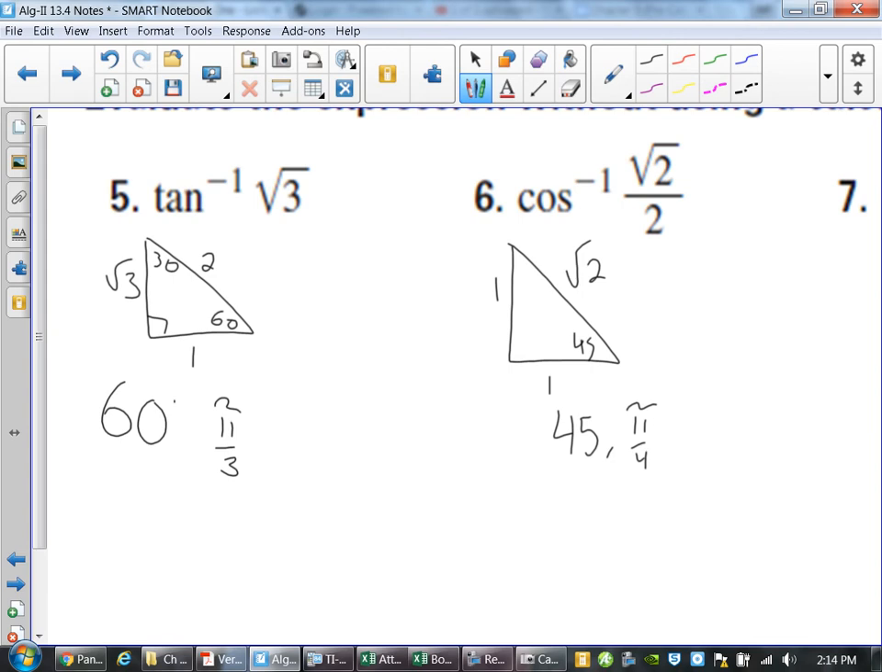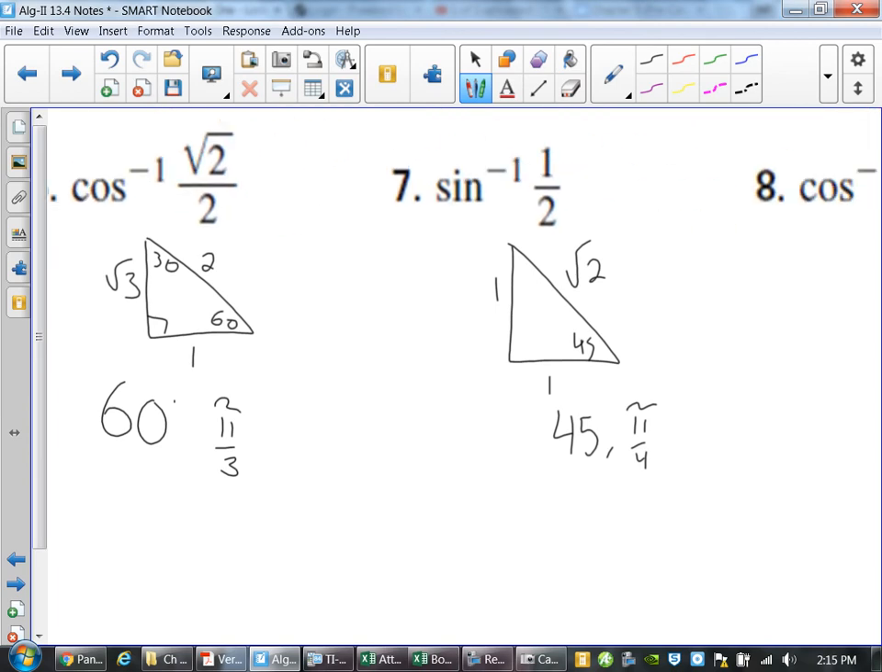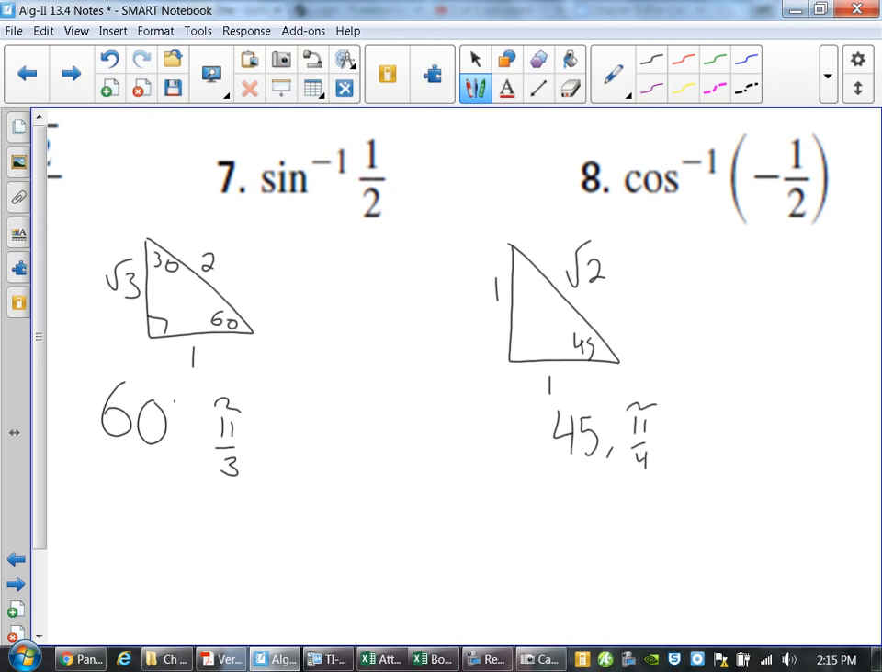What angle has a sine of 0? 0. 90. What angle has a cosine of negative 1? 180. Pi. Yes, sir. How do you determine the quadrant it's in, if it's like a negative cosine or something? Yeah, inverse cosine, negatives.